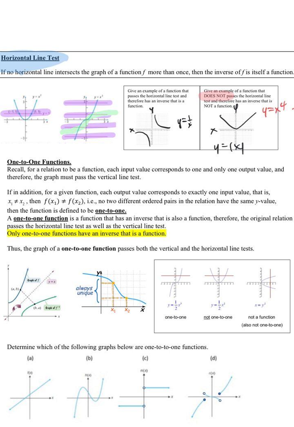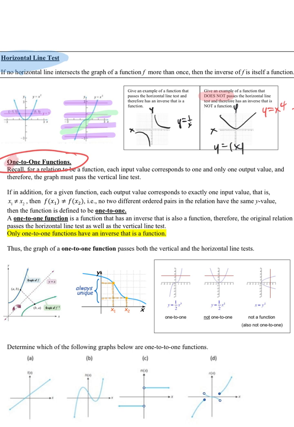So these functions whose inverses are also functions, meaning the graph passes both the horizontal and the vertical line test, have a very special name, and it's known as a one-to-one function. For every x, there's only one y. For every y, there's only one x. These are known as one-to-one functions.